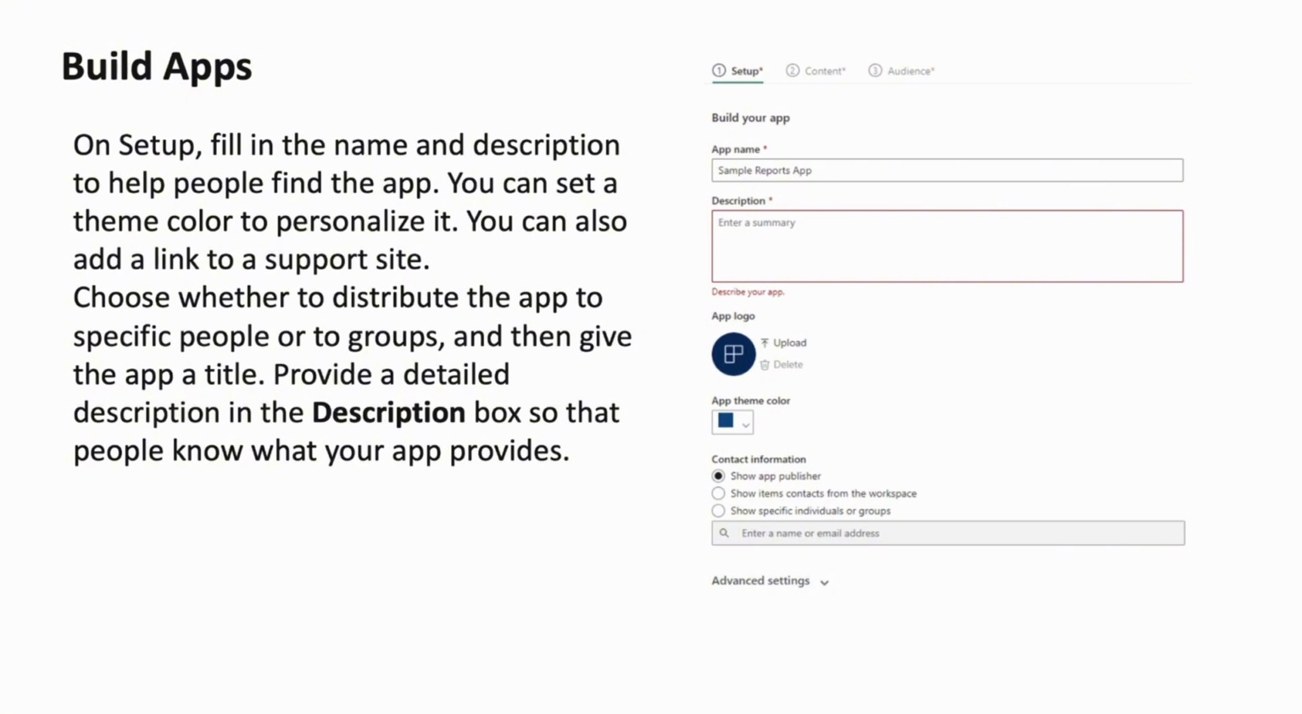During setup, enter the name and description to help users find the app. Set a theme color to personalize it, and optionally add a link to a support site. Choose whether to distribute the app to the entire organization or selected groups. The screenshot shows the app configuration panel.